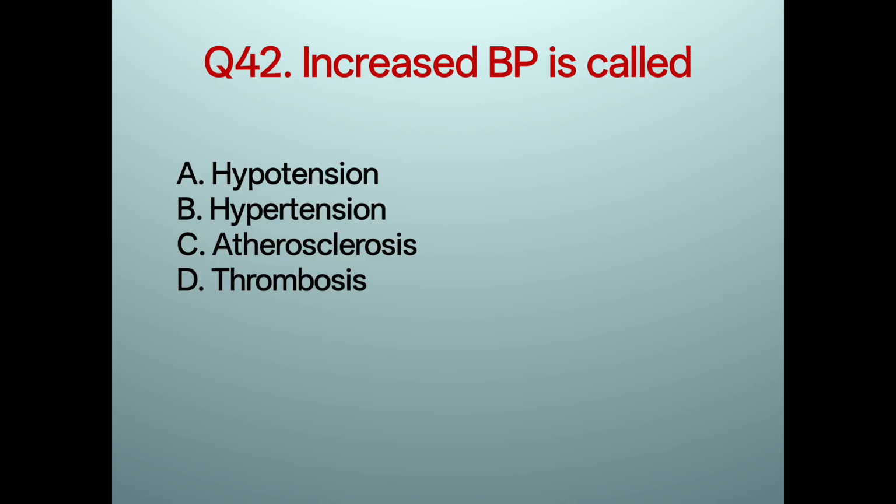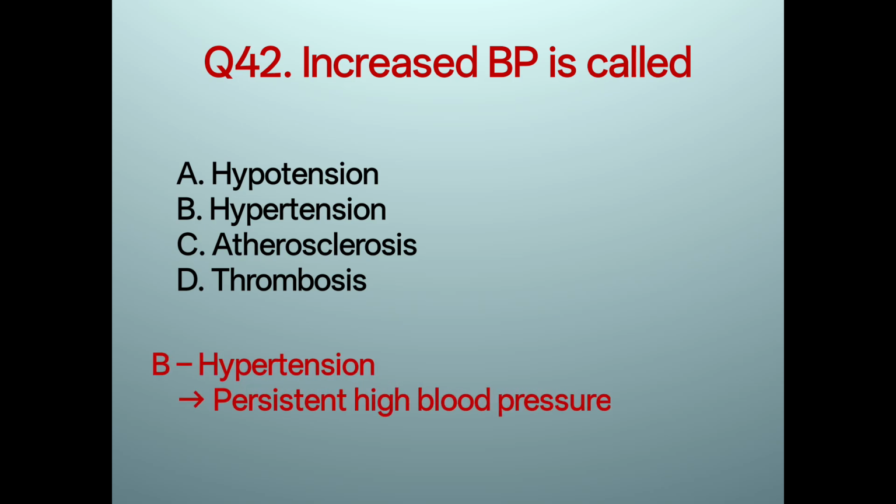Increased BP is called hypotension, hypertension, atherosclerosis and thrombosis. The correct answer is hypertension, persistent high blood pressure.